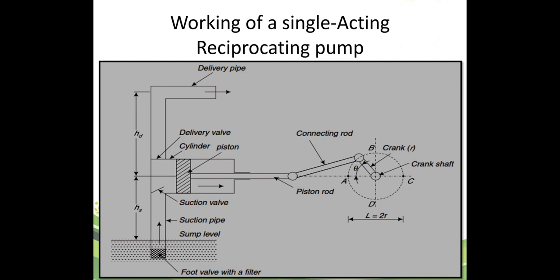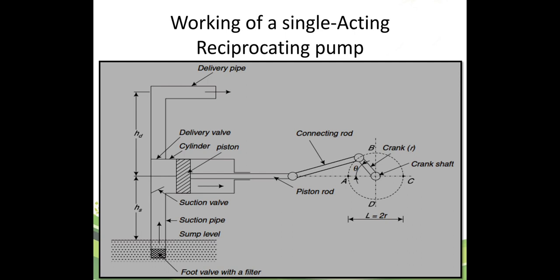Look at the diagram, you can clearly understand. The piston is moved towards the left side. Inside the cylinder it creates some vacuum. That vacuum is filled through the suction pipe. At that time the suction valve will automatically open, and the water fills the cylinder.